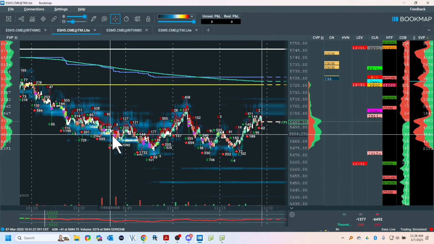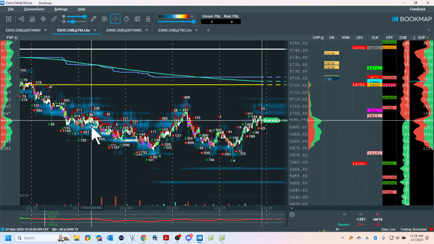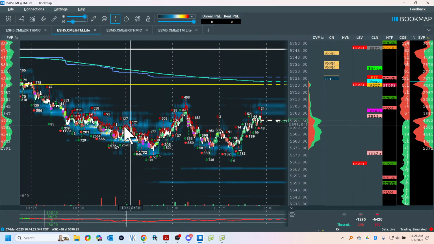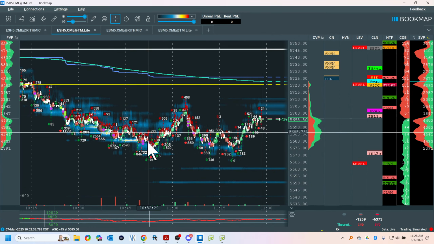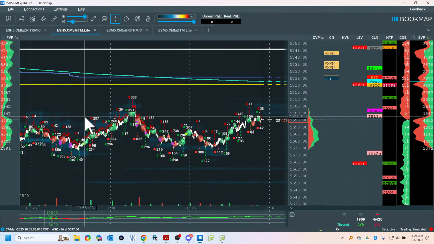I'm not getting it here. So it's not breaking structure. Sellers are here. Sellers are here. The buyers tried here. Sellers said, here, have some more. There's an iceberg going down, sweep, sweeps. How do I manage this trade? I just trail behind it.